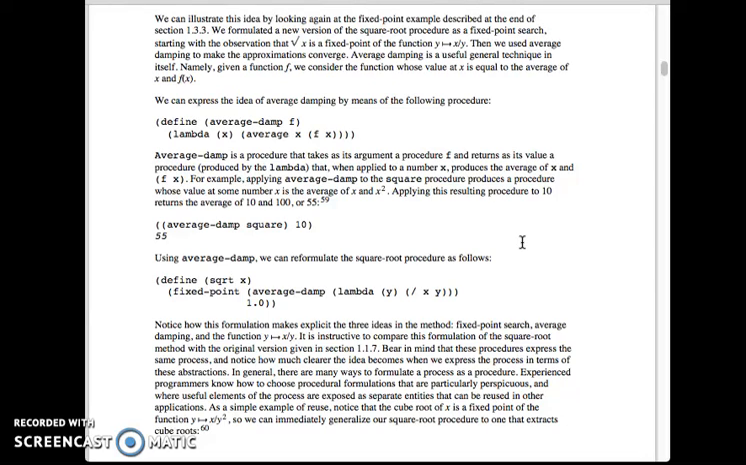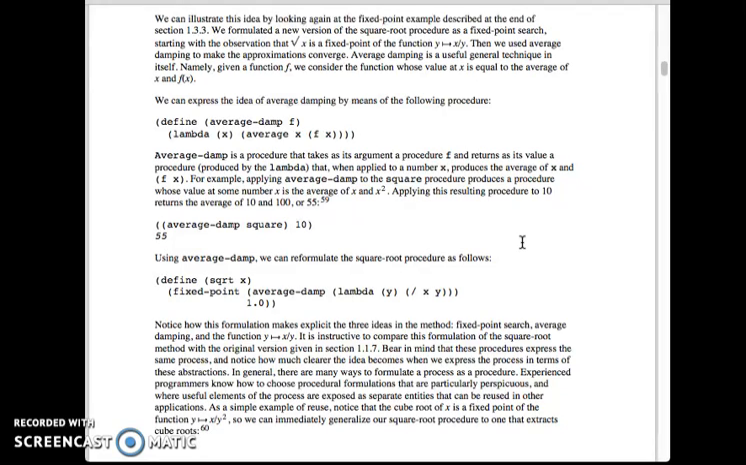We formulated a new version of the square root procedure as a fixed point search, starting with the observation that the square root of x is a fixed point of the function y maps to x over y. Then we used average damping to make the approximations converge. Average damping is a useful general technique in itself.